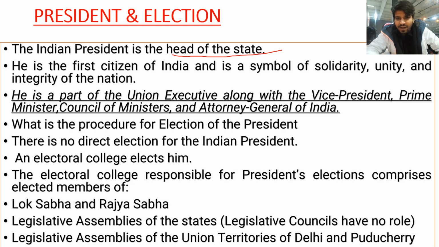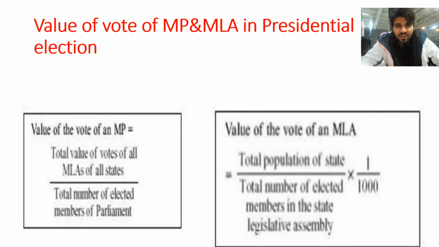So let's understand the procedure for the election of the President. He is not directly elected by the representatives of Lok Sabha. He is elected by a collegium called the Electoral College, which is made up of the elected members of both the Lok Sabha and Rajya Sabha, and the elected members of the State Legislative Assemblies. The legislative assemblies of the Union territories of Delhi and Pondicherry are also included in his election.